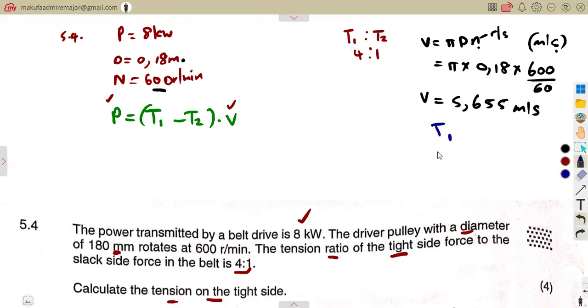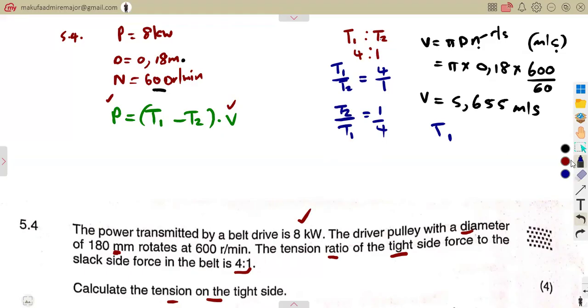But there is a ratio that we can play around with. T1 to T2 simply means we can write T1 in terms of T2 or T2 in terms of T1. Since we want T1, we are going to write T2 in terms of T1. It means T1 over T2 is equal to 4 over 1. You can also write it as T2 over T1. It's up to you. T2 according to our ratio is 1, T1 according to the ratio is 4. So we can write T1 in terms of T2 or T2 in terms of T1.